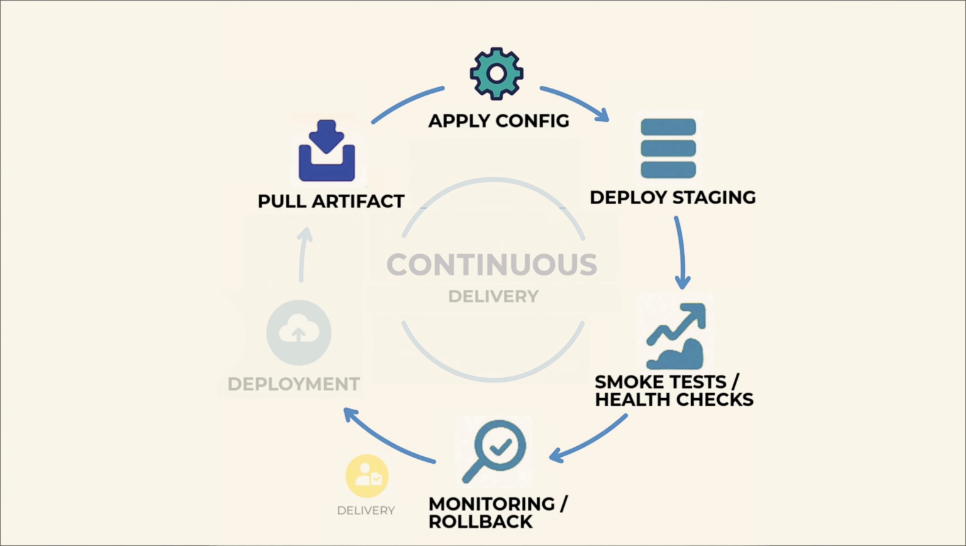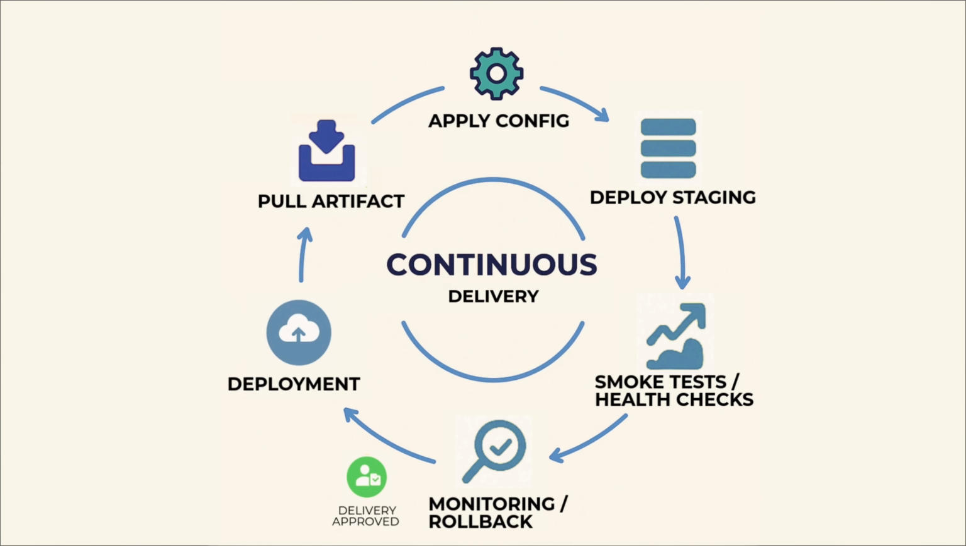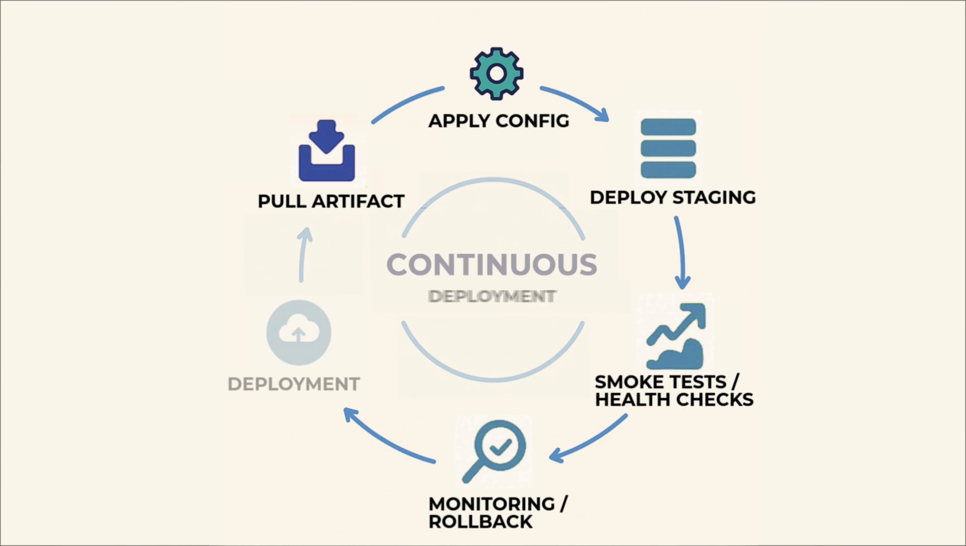Then comes the final step: production. In continuous delivery, the deployment needs manual approval. In continuous deployment, it's fully automated. As soon as tests pass, it ships live automatically.